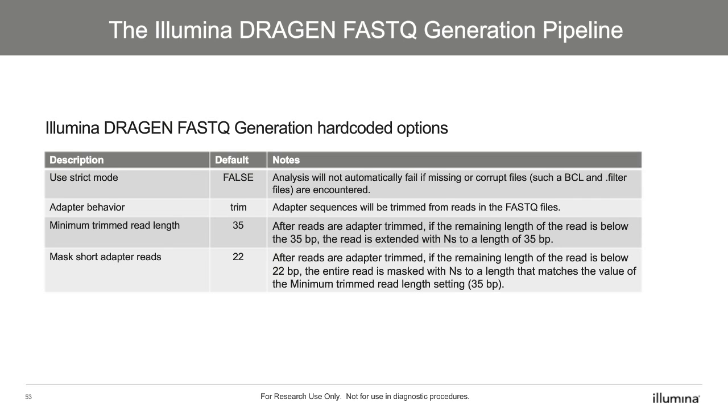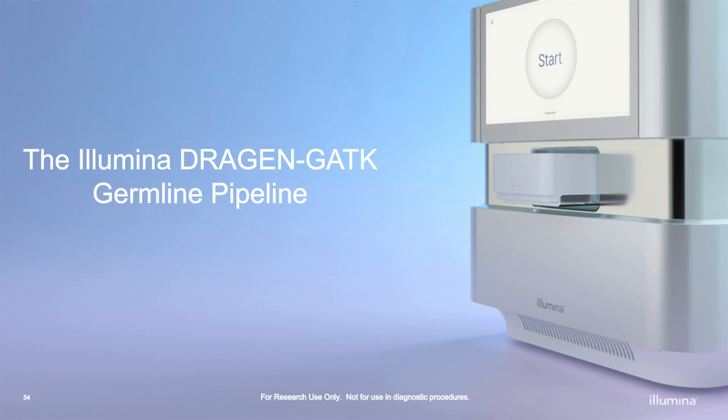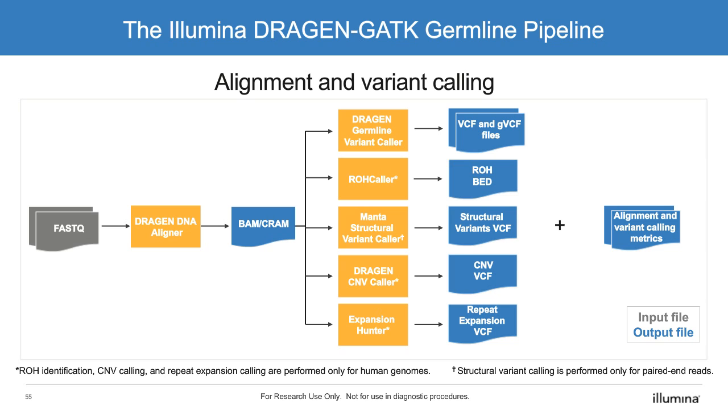All right, so we covered the FASTQ generation pipeline, so now let's jump over and talk about the DRAGEN-GATK Germline pipeline. The main goal of this pipeline is to perform whole genome alignment and variant calling. Your FASTQ files are used as input. The DRAGEN aligner is then going to align them to the reference genome, and you're going to get your BAM or CRAM files. Once you have your BAM or CRAM files, whatever you decide, we're going to run those through various variant callers. So let's talk about those.